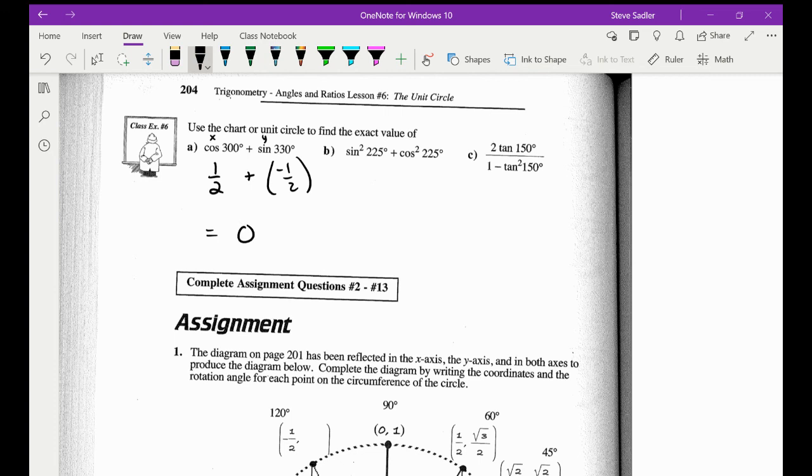So now we have sine squared of 225 plus cos squared of 225. Got to be careful. Both of these are squared. So what that means is we're going to find the value of sine 225. We know sine's the y value, cos is the x. So the y value of 225 on our unit circle is root 2.